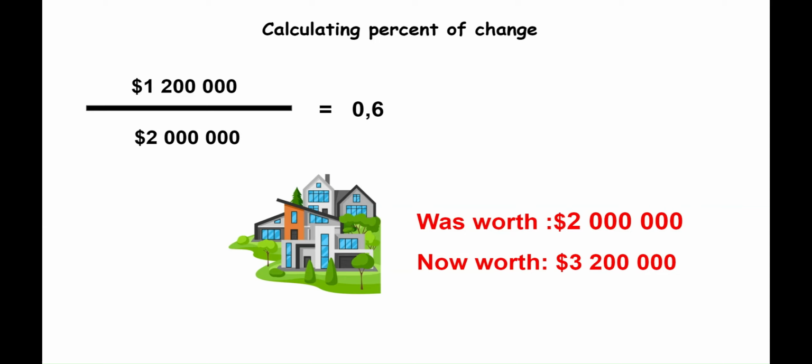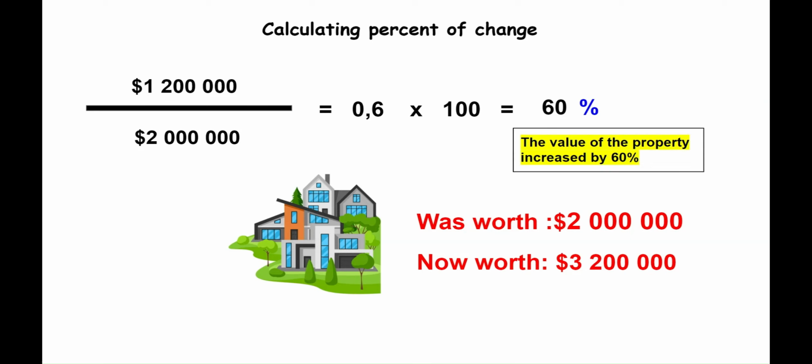Now, let's convert the decimal value of 0.6 into a percent. To do this, we need to multiply 0.6 by 100, which equals 60. And last, we need to add the percent symbol to our final answer. So we know the value of the property has increased by $1,200,000, and we've calculated that this is a 60% increase.